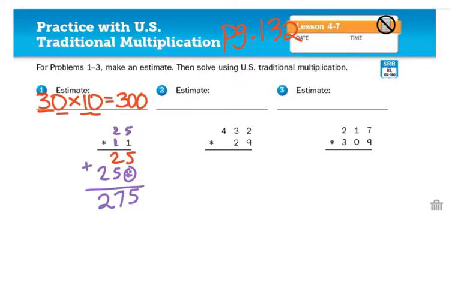Number 2, 432, we're going to round to the nearest hundred. Closer to 400 or 500? Closer to 400. 29, closer to 20 or 30? It's closer to 30. Now it becomes an extended fact. 3 times 4 is 12 with 1, 2, 3 zeros.